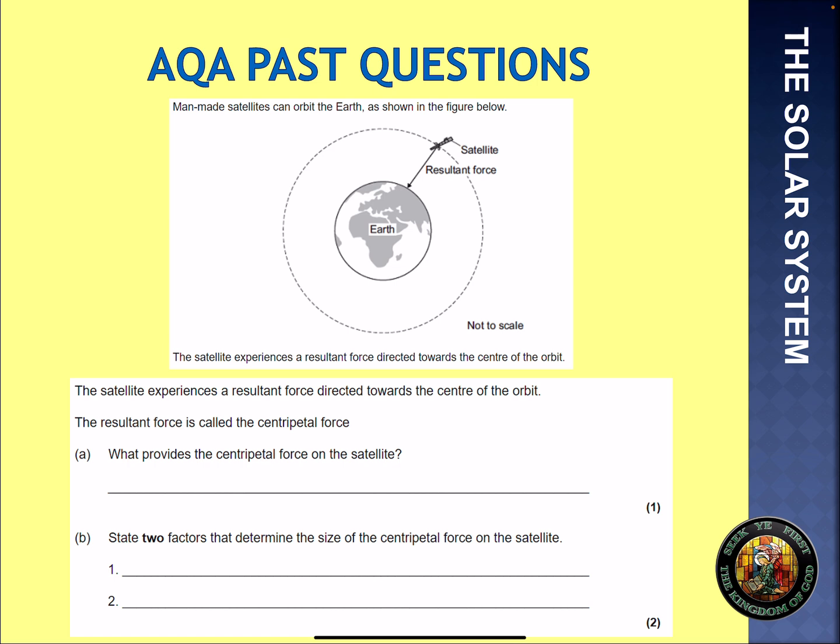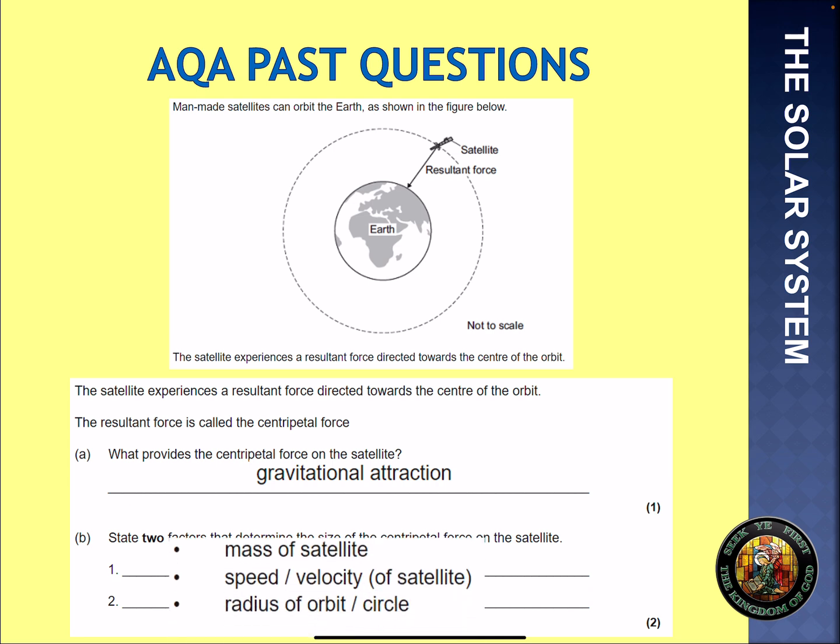Here's another one. Pause the video here and have a go at these. Okay, let's follow. A, for 1 mark: what provides a centripetal force on the satellite? Gravitational attraction. And B, state 2 factors that determine the size. The mass of the satellite, the speed or the velocity of the satellite, and the radius. So you pick any 2 out of the 3 there.